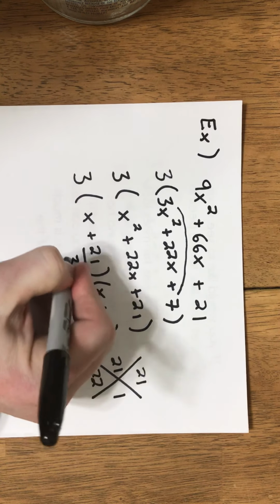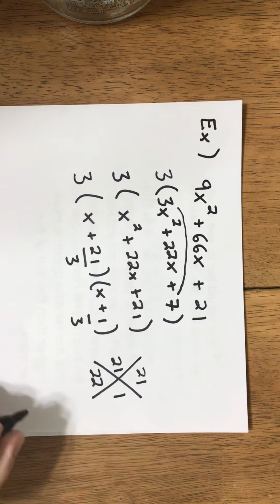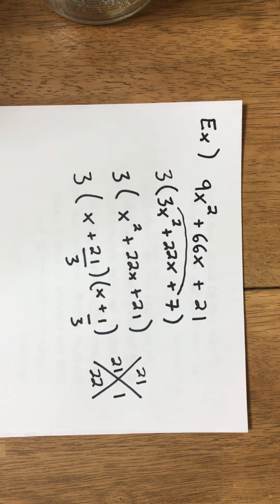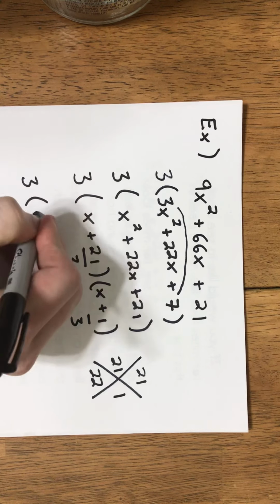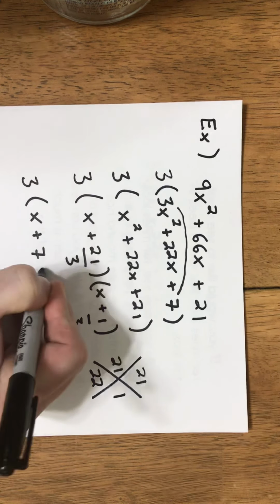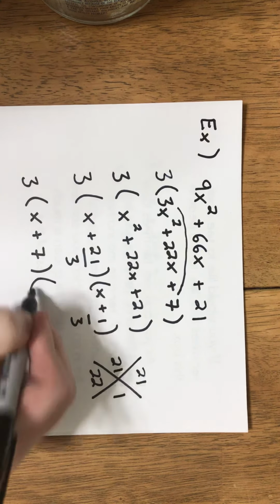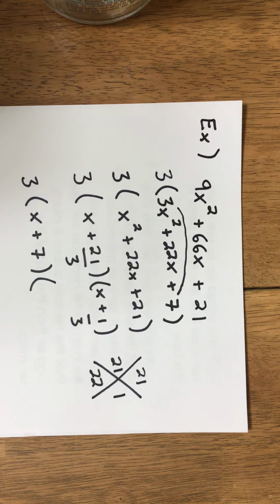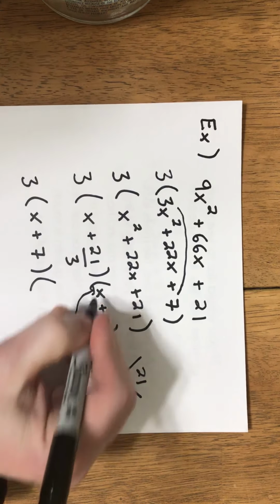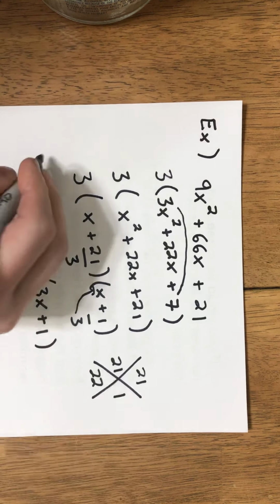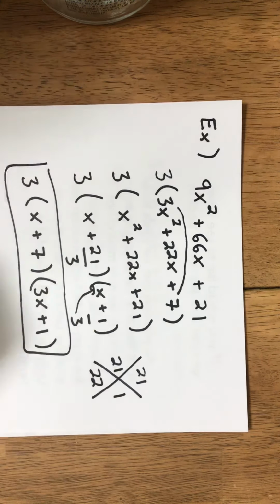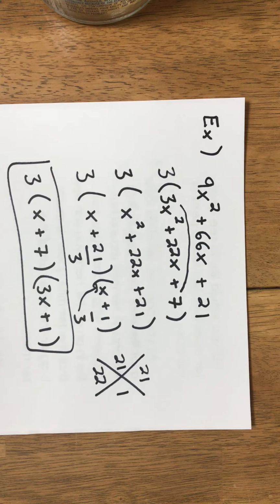So we're going to divide both of these here by 3. Our first term here, 21 divided by 3, goes in nice and evenly, so we're left with x plus 7. And this one, I can't do anything with 1/3, so I'm going to pop this 3 so it's up front. So we're going to have 3x plus 1. And so our answer will become 3 times x plus 7 times 3x plus 1.